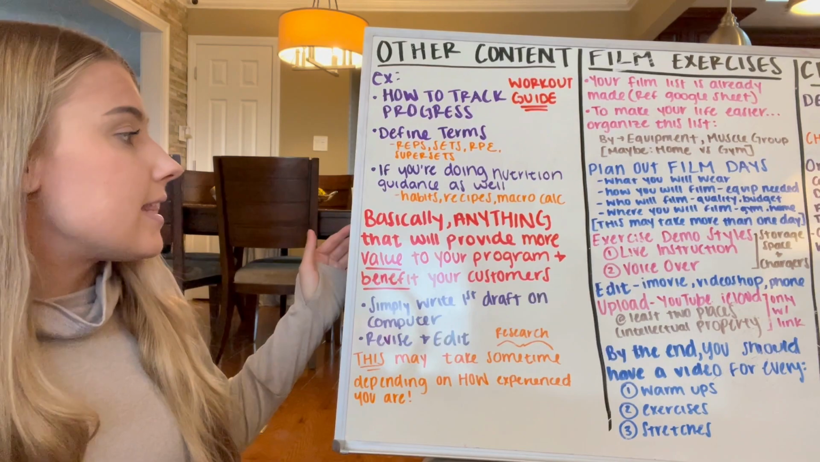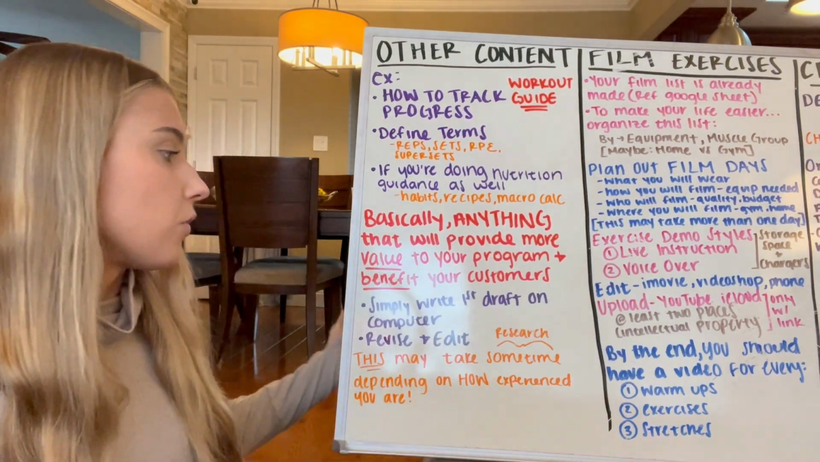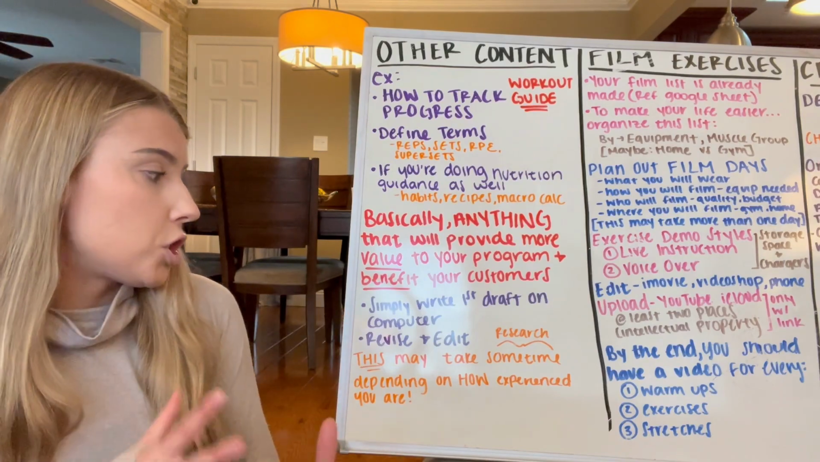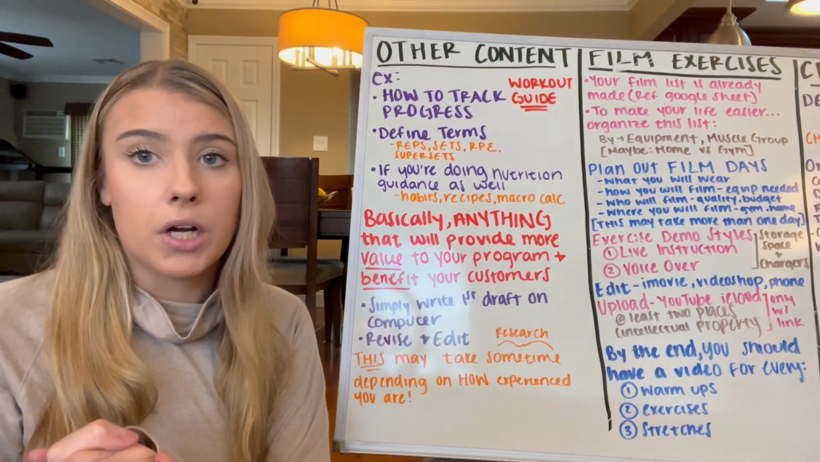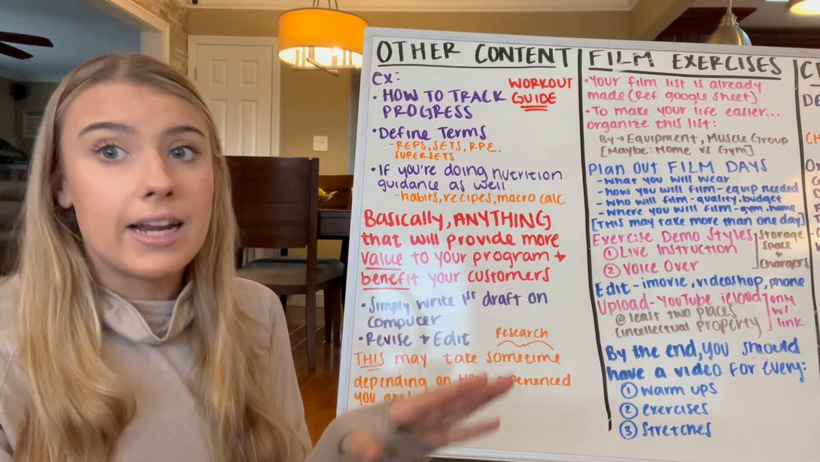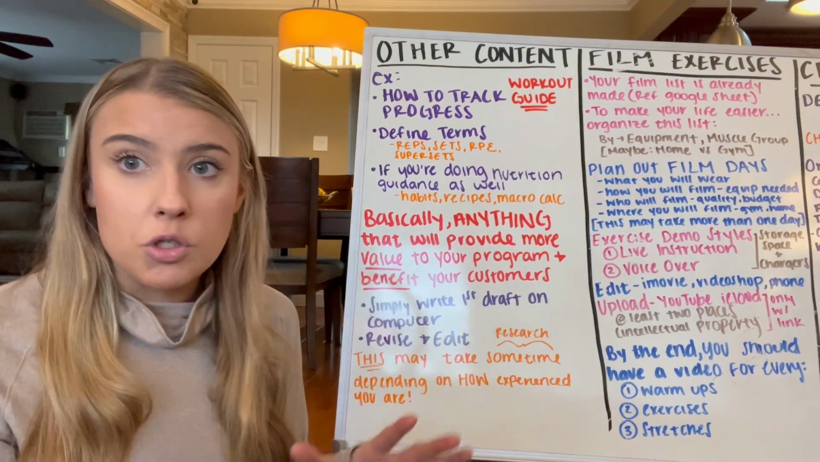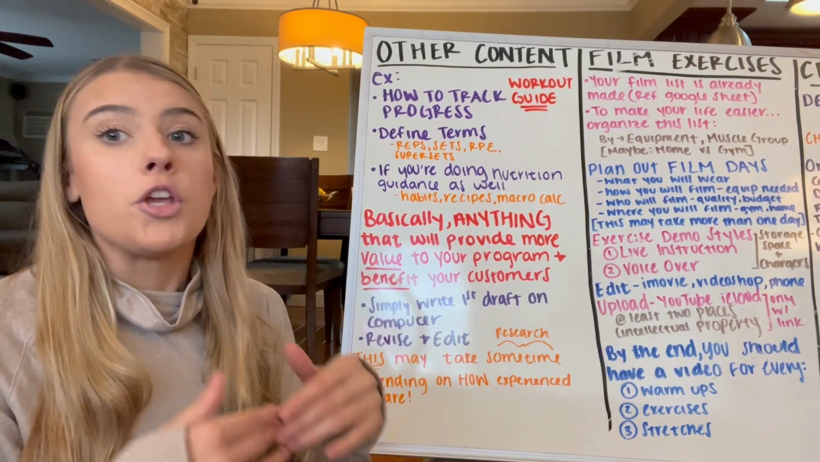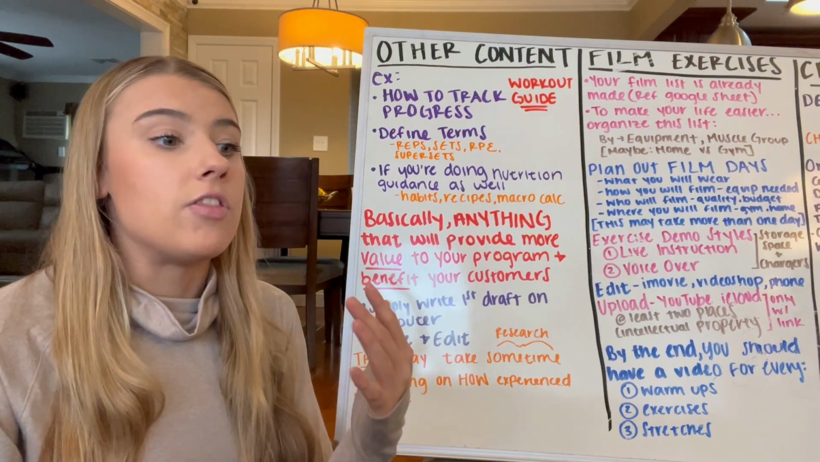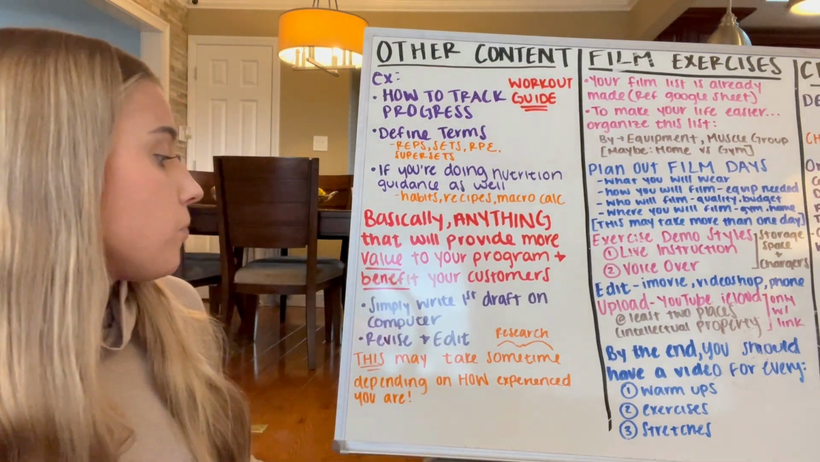So basically anything that will provide more value to your program and benefit your customers, all right? Now you can simply write your first draft on the computer, and with that you just want to make sure that you edit it just like anything else in this program. After you write it out, make sure you revise and edit it, and this is a continuous process. It should take you quite a bit of time, all right?